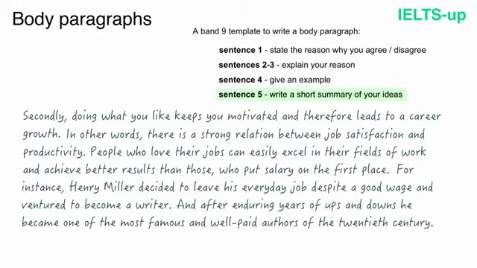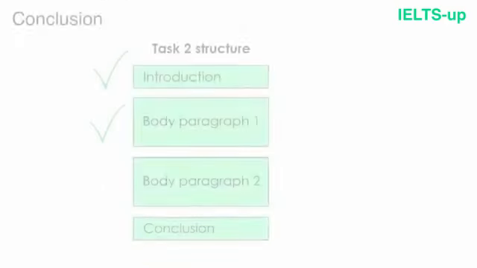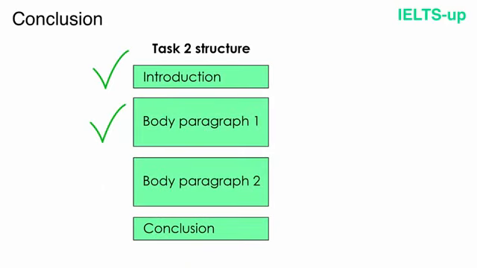And now we have to write the last sentence, where we sum up all the ideas of this paragraph to reinforce our opinion. And here's how I wrote it. Thus, advantages of jobs that keep you satisfied outweigh the drawbacks of a low salary in a long-term perspective. Well done! We have finished our second body paragraph.